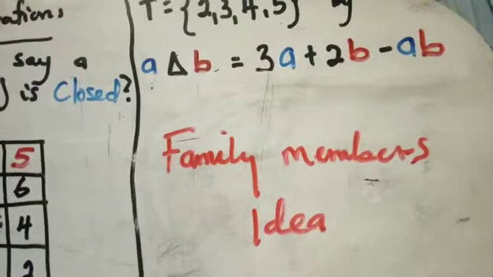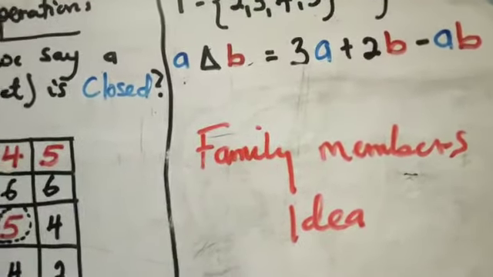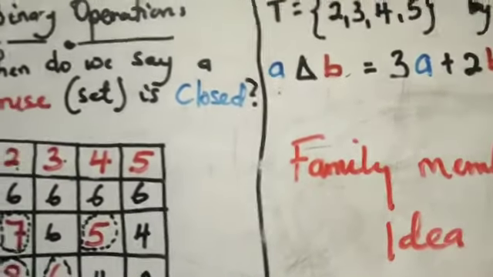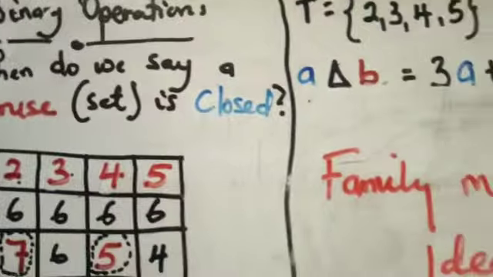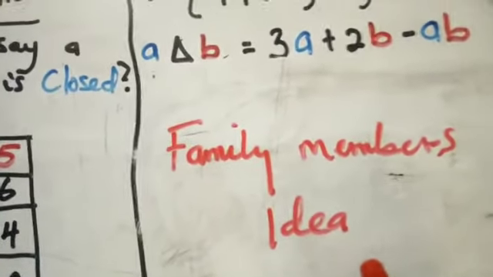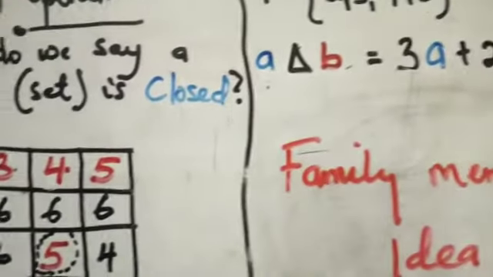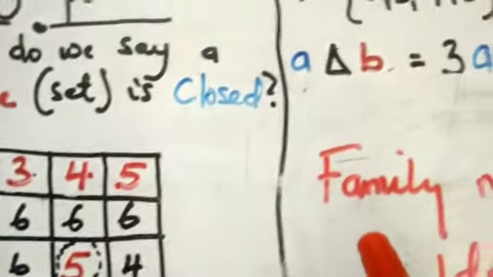This is a binary operation. Under the binary operation, we are going to talk about exactly when you say a set is closed. That is very simple, and the idea here is that we are going to use a family member's idea to demonstrate that. Of course, this is a past question, so let's dive in and see exactly how to solve it.